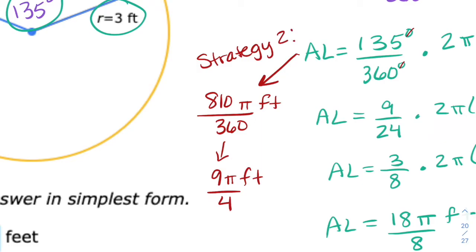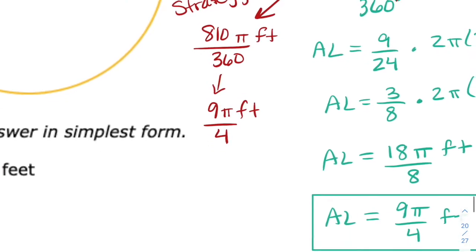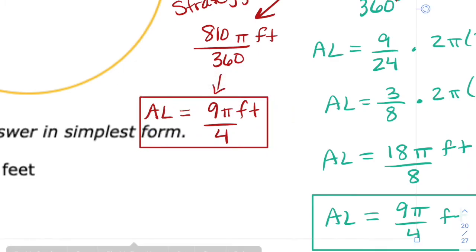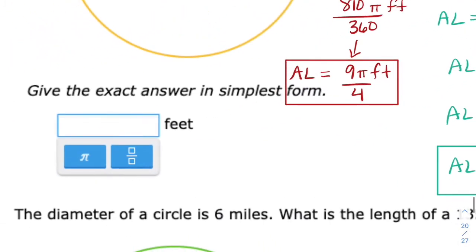So I'll write strategy 2 in red. So arc length equals... it's really up to you. Do you want to multiply across, or do you want to simplify and then multiply?